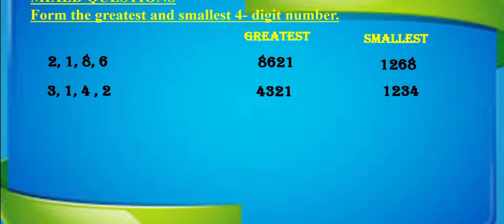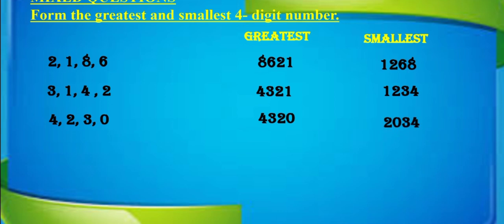That is, if 0 is one among the digits, how to find? 4230. So what will be the greatest number? Greatest number as usual, descending order. So 4320. But when you are forming the smallest number, take 0 as the second digit. So the answer will be 2034. 0 should come as the second digit.